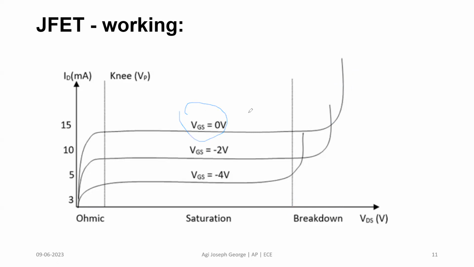Why? Because you have a much larger channel. When you give much reverse biasing, you can see that the drain source voltage required for breakdown is reduced more. So this is the VI characteristics of JFET.